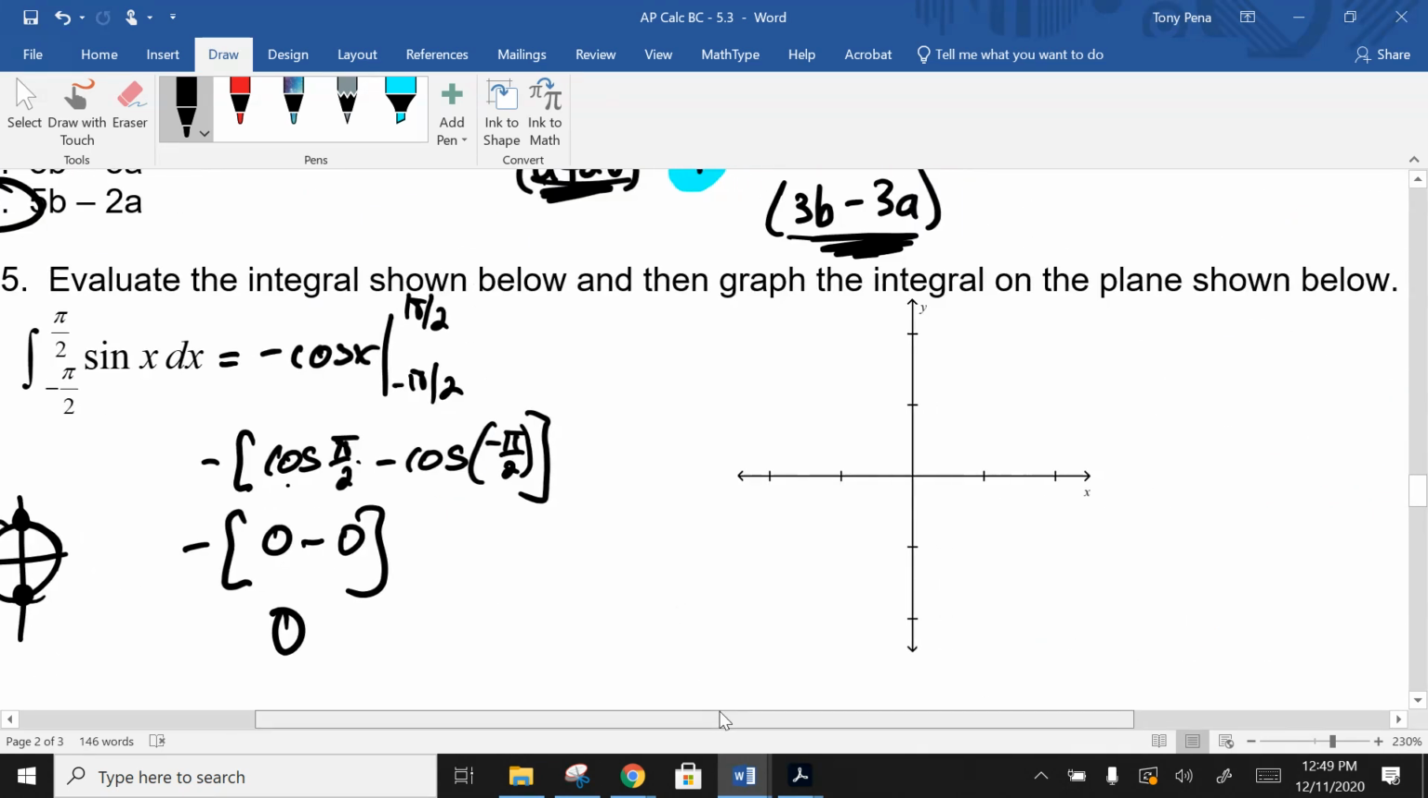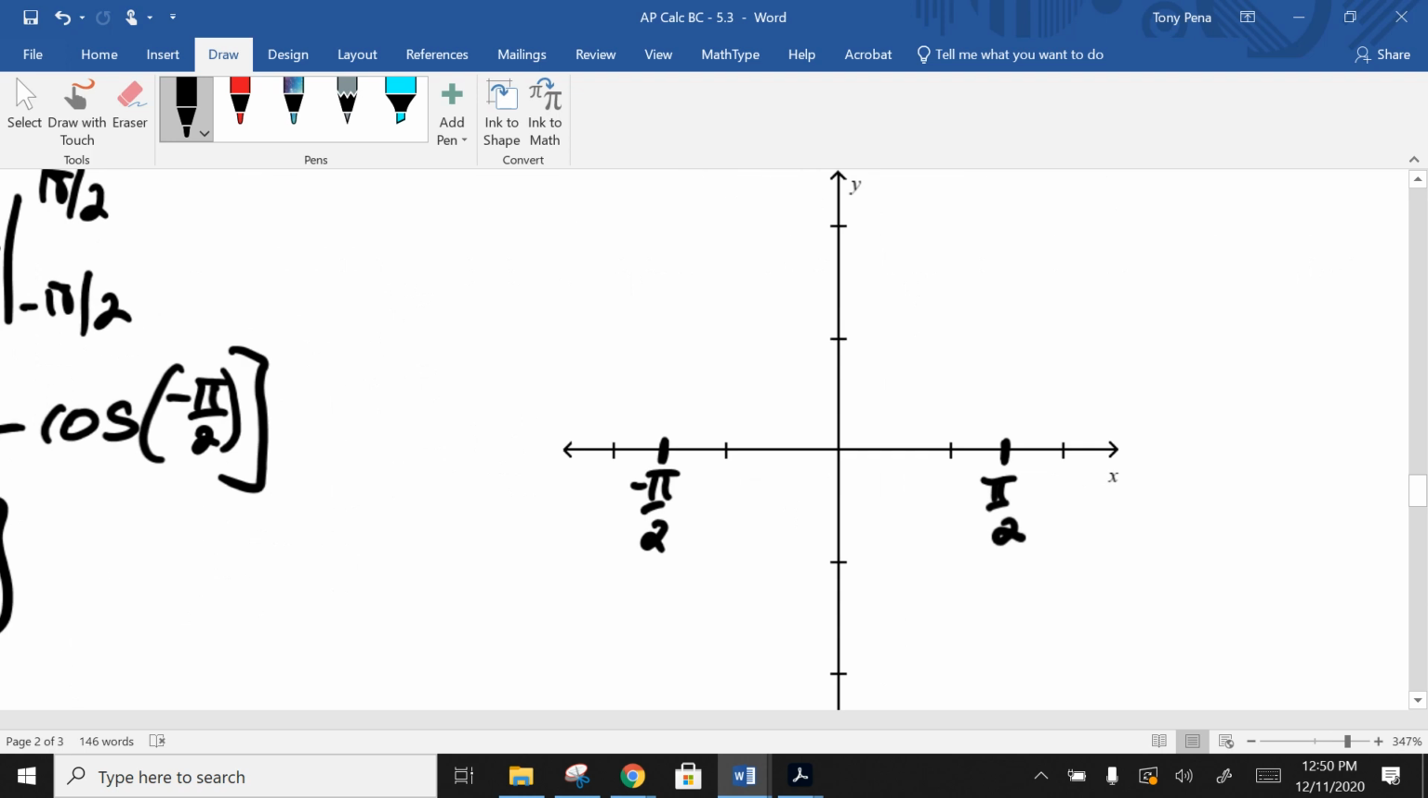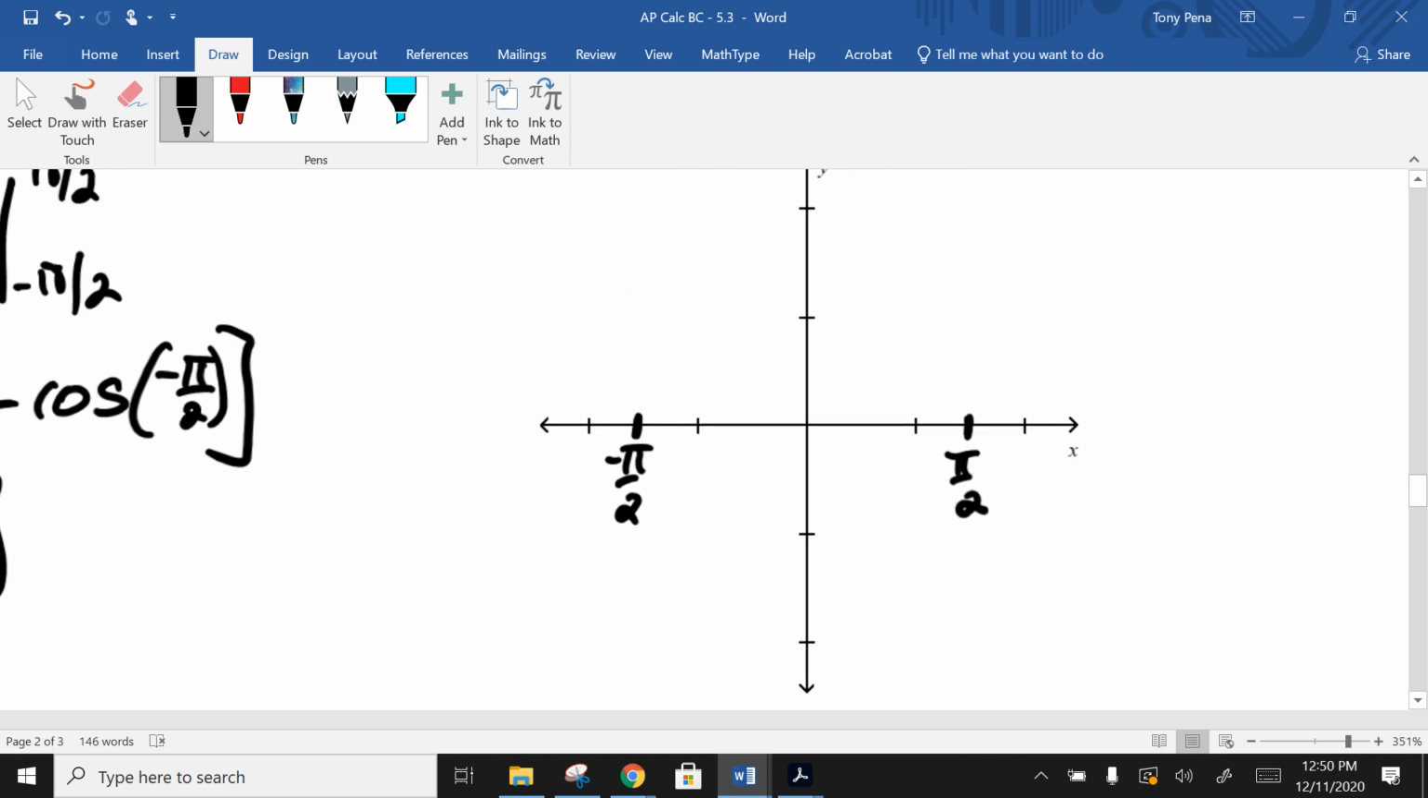What I want you to do now is graph this. We're going to call this negative pi over 2. Actually, don't call that negative pi over 2, because negative pi over 2 is about negative 1.5. So put negative pi over 2 right here between a negative 1 and a negative 2. And then the same with a positive pi over 2. It's about 1.5, so we're going to put that at pi over 2. Oh, you guys can't even see that. Make this bigger for those at home, or for those here.